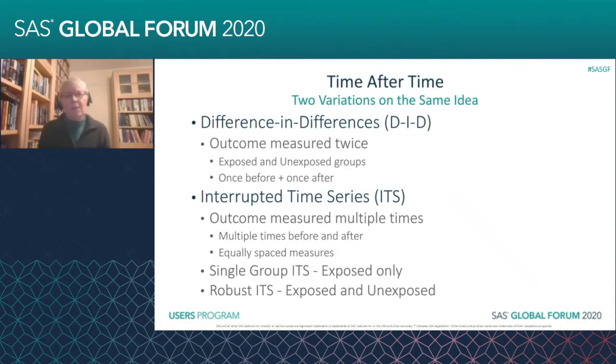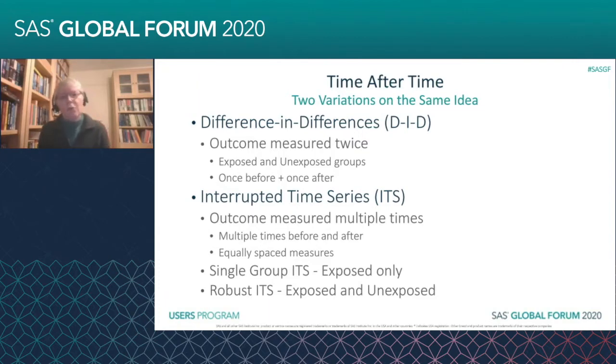There are two different variations on this same idea of measuring before and after. We have difference in differences, or what we call DID, which is where the outcome is measured twice. It's measured in both exposed and unexposed groups, and it's measured once before and once after the interruption. In the interrupted time series model, we actually measure our outcome multiple times. So we measure it multiple times before and after an interruption. And key here is that the measures have to be equally spaced.